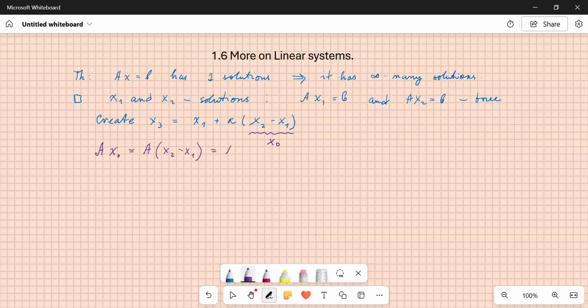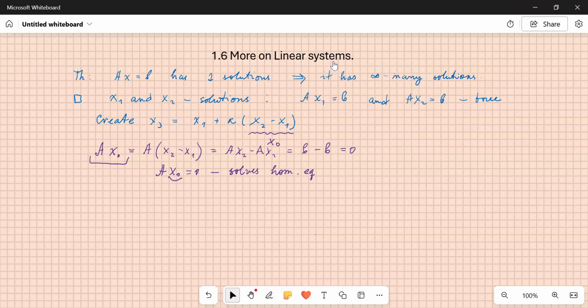Well, if I open parentheses, I'm going to have Ax2 minus Ax1, which is going to be eventually b minus b, which is going to give me 0. So, solution x0 solves this equation, Ax0 equals 0. So it solves the homogeneous equation. So x0 solves the homogeneous equation. So it's not just a solution of my system, it solves the homogeneous equation.